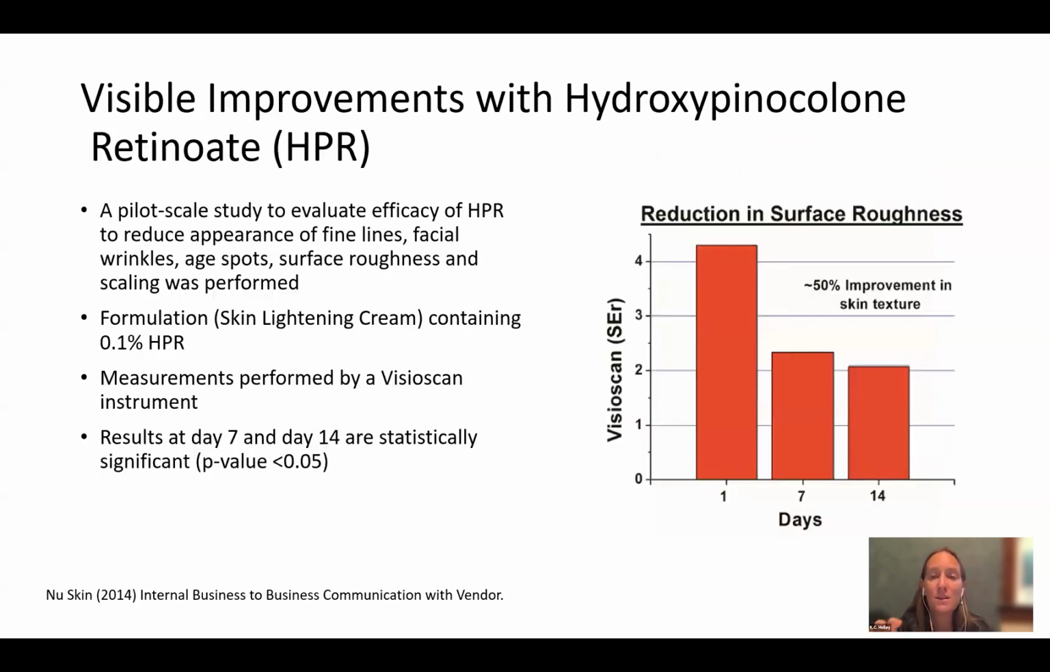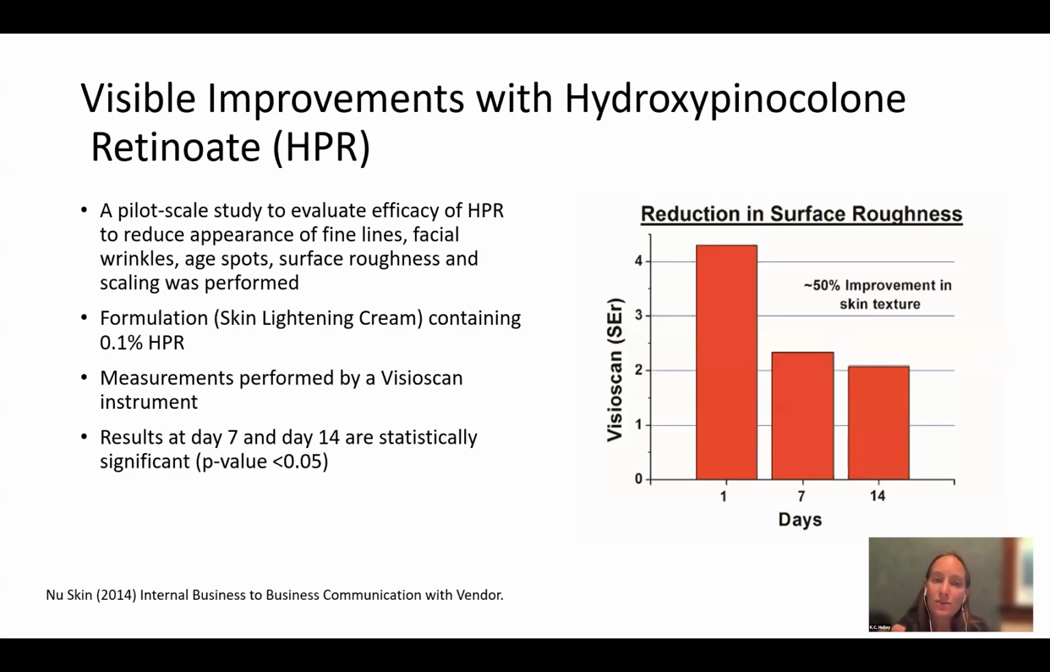Here we can see in another study where they had individuals use a formula with HPR in it, or this retinoic acid ester, and they looked at the reduction of skin roughness. So if we look at this scale here, it's important to note that the higher the score, right? The higher the score, then the more skin roughness you have, and the lower the score, then the more smooth your skin is in this ViveoScan instrumentation. So there's a 50% improvement in skin texture by day 14. And even the results by day 7 are statistically significant.